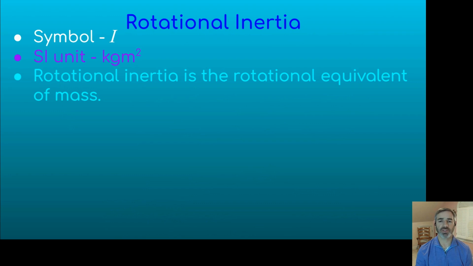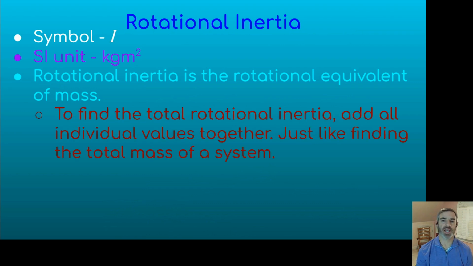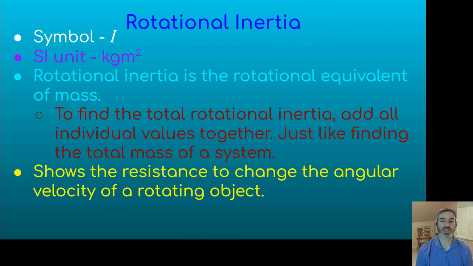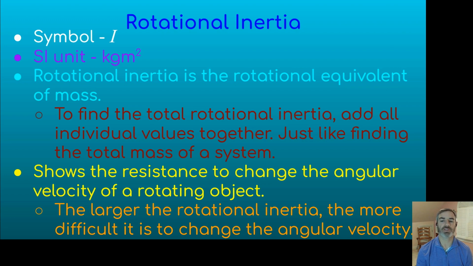Now, in a translational situation, if masses collide and stick together, we just add the two masses together to find the total mass. Well, the same thing works for rotational inertia. If two things collide and start to rotate and they stick together, we just add the two values of the rotational inertia together to find the total rotational inertia of that system. Rotational inertia also shows the resistance to change the angular velocity of an object. So the larger the rotational inertia, the harder it is to change that angular velocity for that object. So let's look at an example.